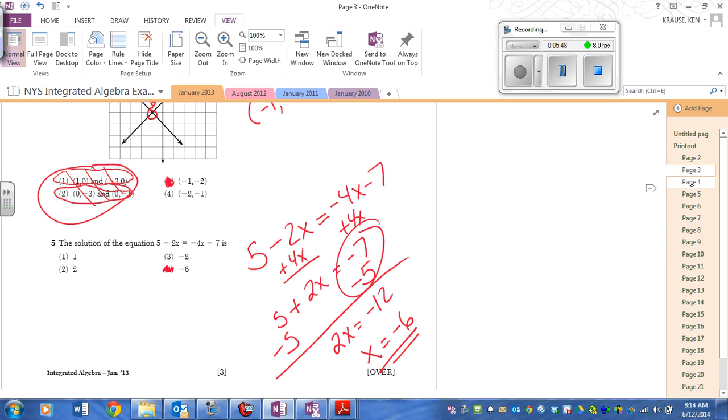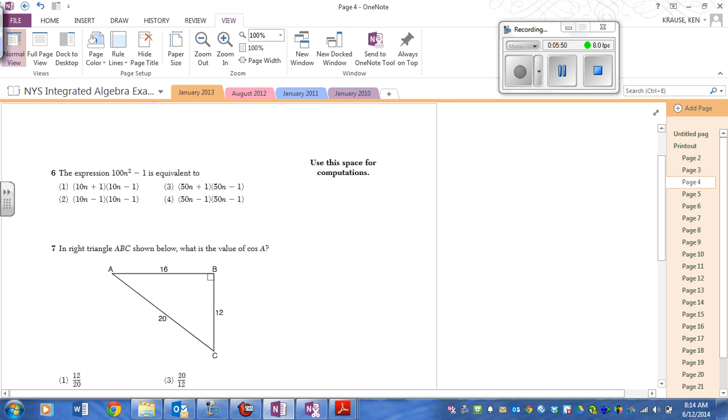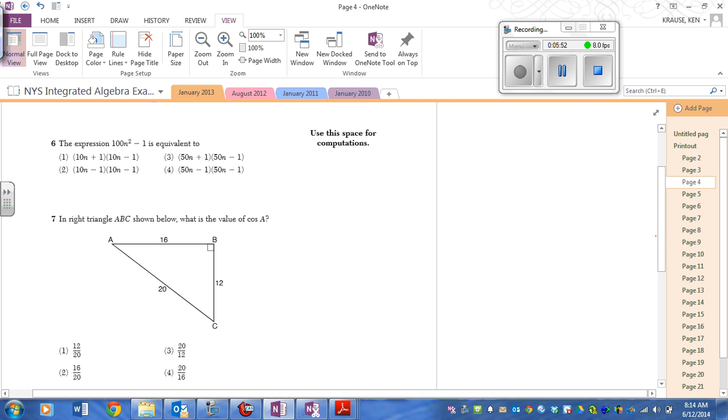All right, moving on to choice 4. Hopefully by now you recognize this as the difference of perfect squares, right? This is 10 squared. This is 1 squared. Don't fall into this trap. Everybody likes 50 because 50 plus 50 is 100, but this has nothing to do with the answers. And don't forget, with the difference of perfect squares, you're looking for a plus and a minus. So it has to be choice 1.